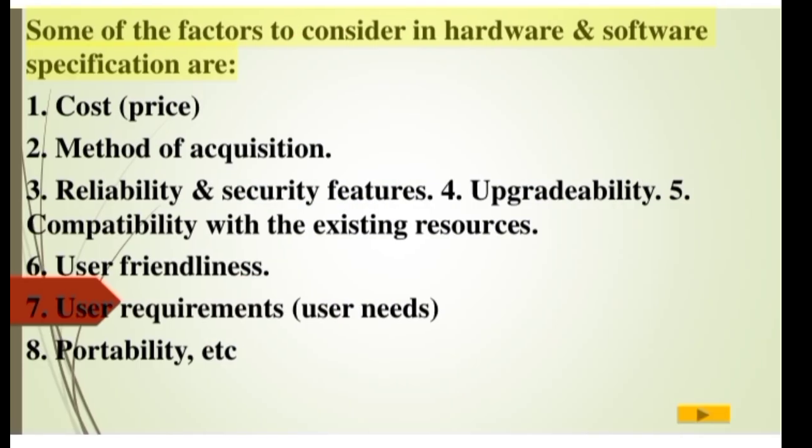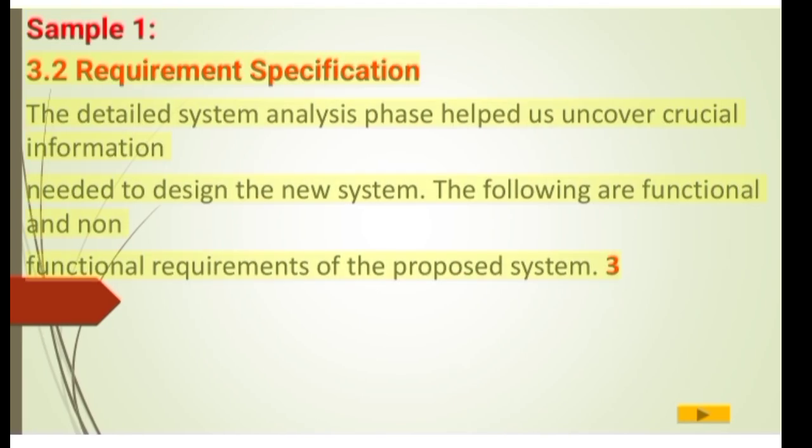Some of the factors to consider in hardware and software specification are: 1. Cost price. 2. Method of acquisition. 3. Reliability and security features. 4. Upgradability. 5. Compatibility with the existing resources. 6. User friendliness. 7. User requirements, user needs. 8. Portability, etc. Sample 1. 3.2 Requirement Specification. The detailed system analysis phase helped us uncover crucial information needed to design the new system.